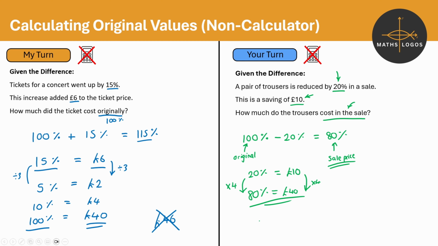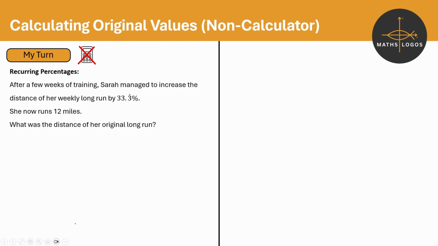That's my answer. The last type of example we're going to look at is where we have a recurring percentage. After a few weeks of training, Sarah managed to increase the distance of her weekly long run by 33.3 recurring percent. She now runs 12 miles. What was the distance of her original long run?